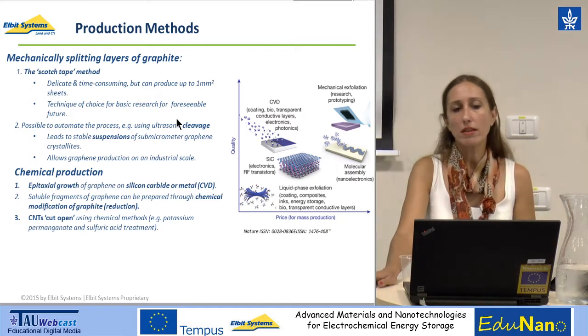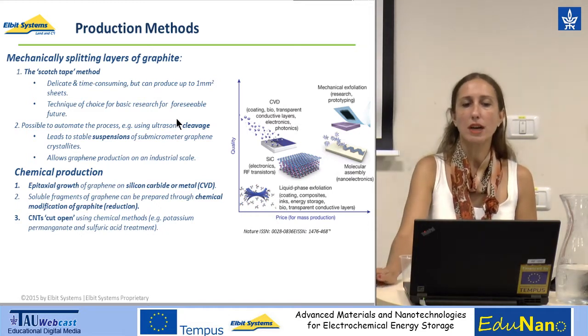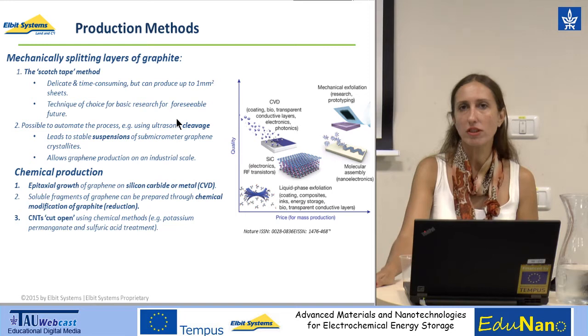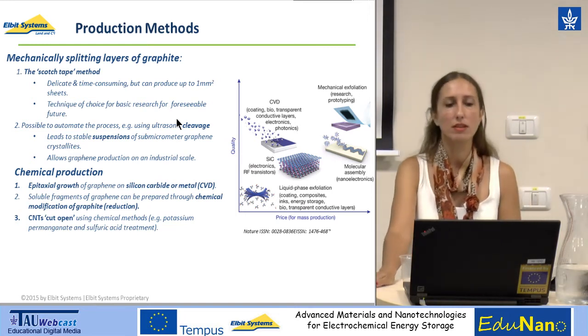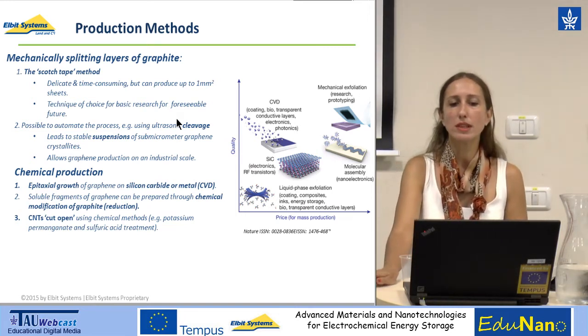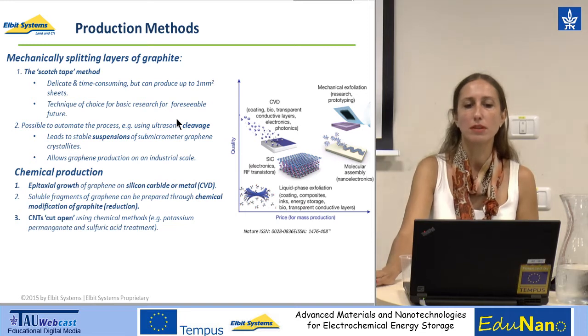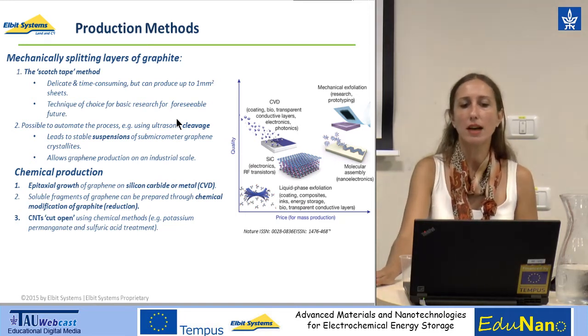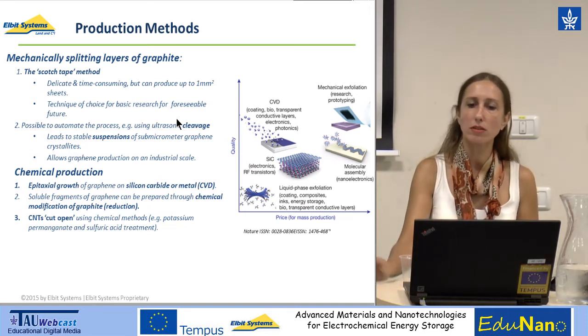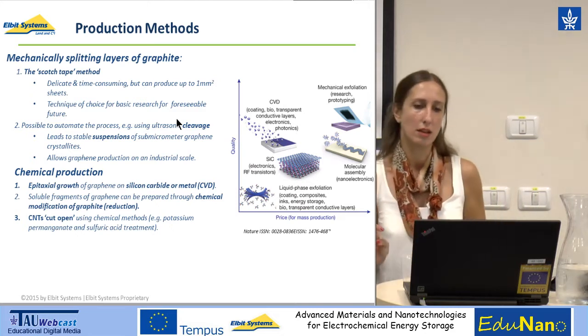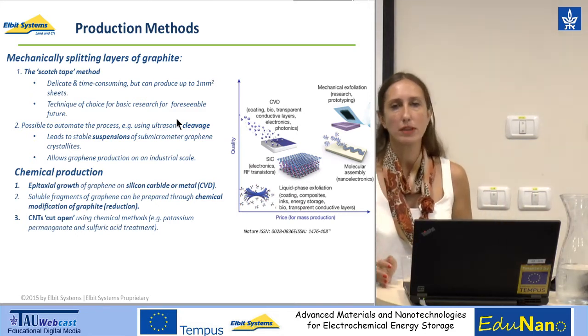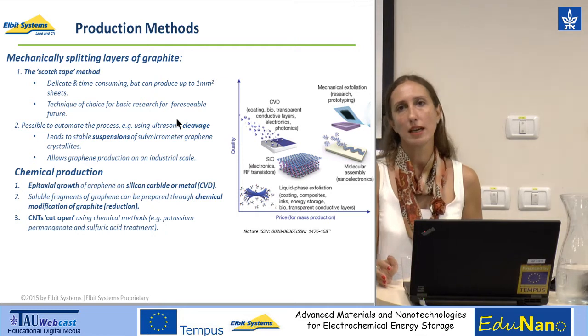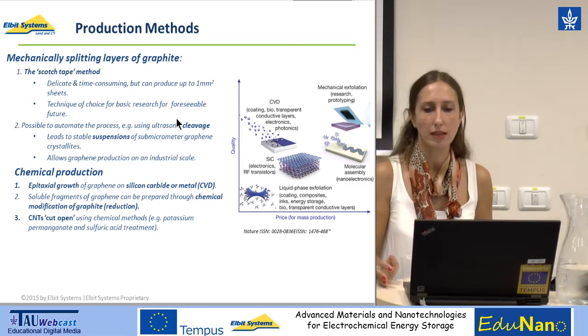fabrication technique. Another way is to cut open those cylindrical carbon nanotubes, CNTs, using chemical methods, for example, using potassium permanganate and sulfuric acid treatment in order just to open wide the carbon nanotubes and to attain monolayers of graphene.